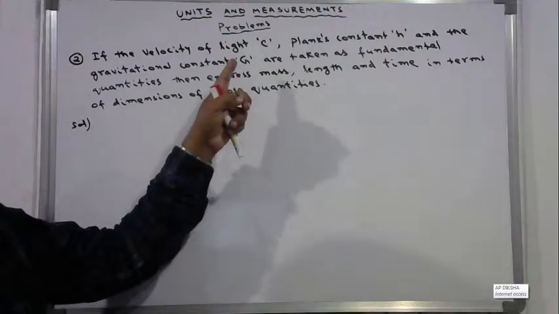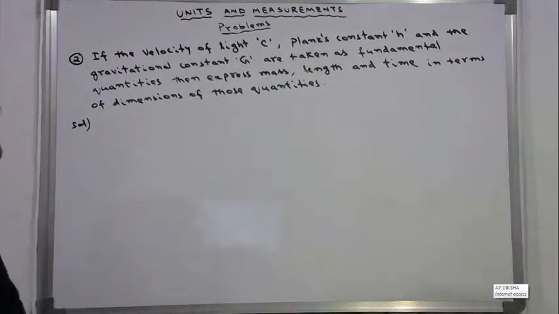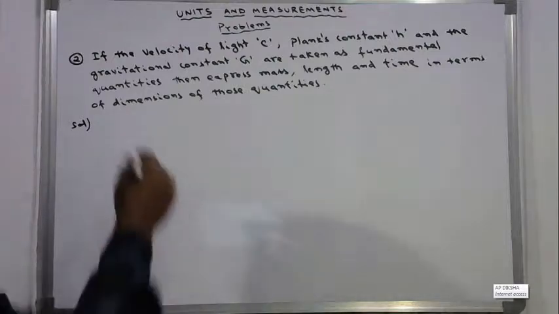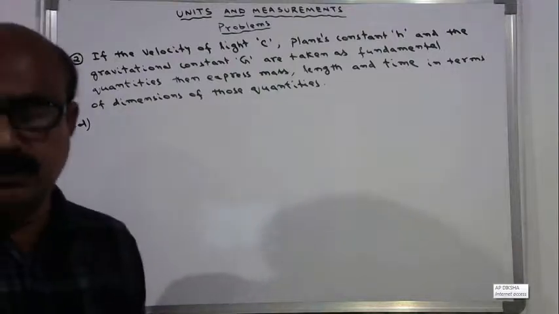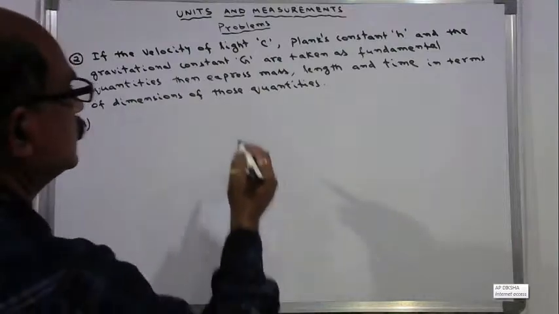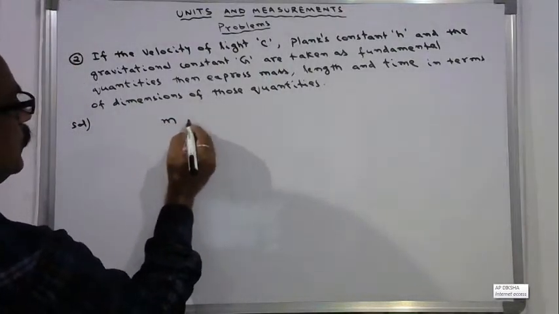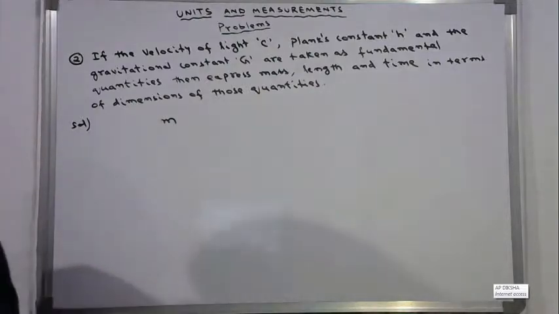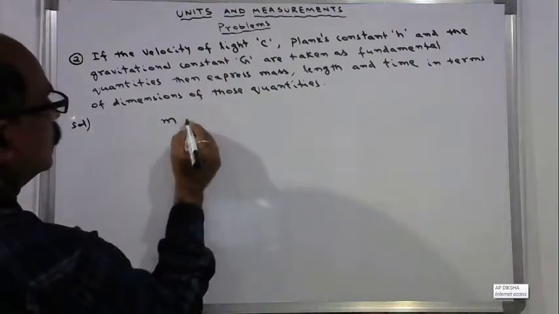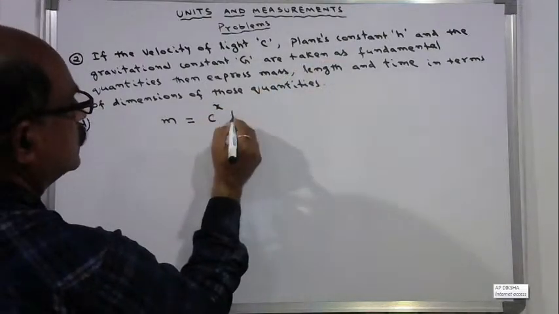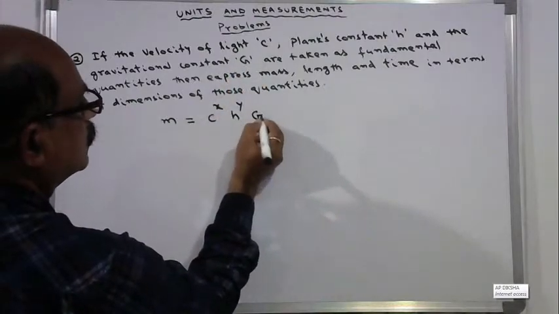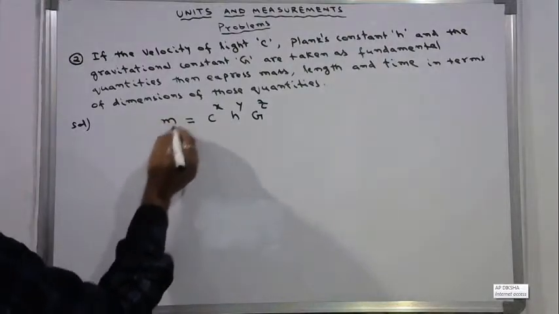If the velocity of light c, Planck's constant h, and the gravitational constant g are taken as fundamental quantities, then express mass, length and time in terms of dimensions of those quantities c, h and g. So what you have to do is we have to express the mass in terms of fundamental quantities. So mass is equal to c power x, another quantity h power y, and g power z. And what is the dimensional formula of this mass?